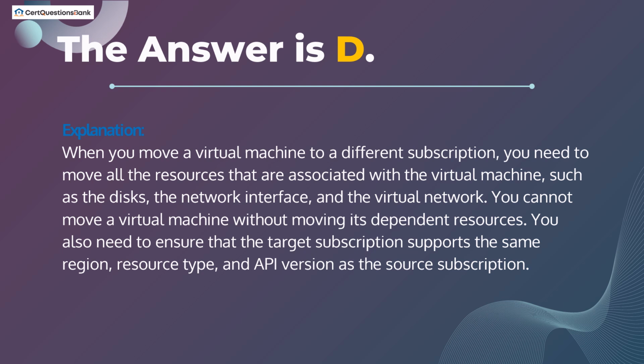When you move a virtual machine to a different subscription, you need to move all the resources that are associated with the virtual machine, such as the disks, the network interface, and the virtual network. You cannot move a virtual machine without moving its dependent resources. You also need to ensure that the target subscription supports the same region, resource type, and API version as the source subscription.